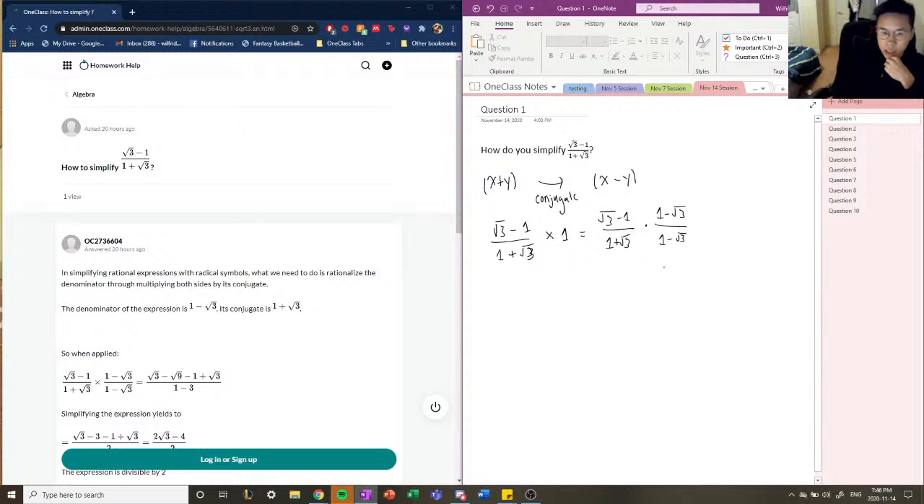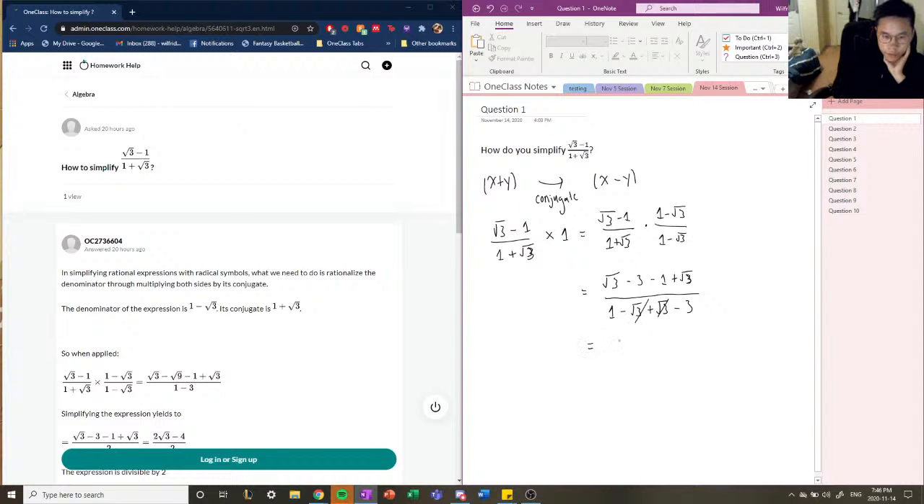Now, if we expand this term out, what do we get? At the top, root 3 times 1 is root 3. Root 3 times negative root 3 is negative 3. Negative 1 times 1 is negative 1. And negative 1 times negative root 3 is positive root 3. What about the bottom? If we multiply the conjugate at the bottom, 1 times 1 is 1. 1 times negative root 3 is negative root 3. Root 3 times 1 is positive root 3. And root 3 times negative root 3 is negative 3. We can see here that our radical terms cancel out.